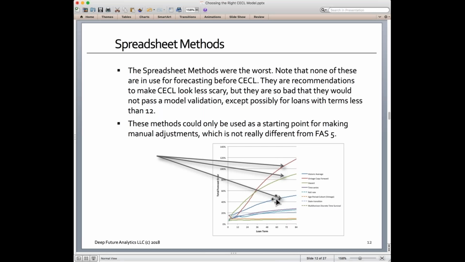To be fair, what FASB does is they know that these spreadsheet methods don't include economic overlays, they don't include recent credit quality changes. There are lots of things that a good model would include that they don't, and so you have to use Q factors. What they don't tell you is where those Q factors are going to come from.